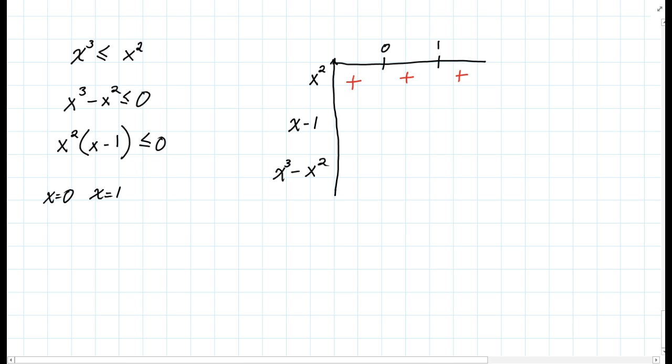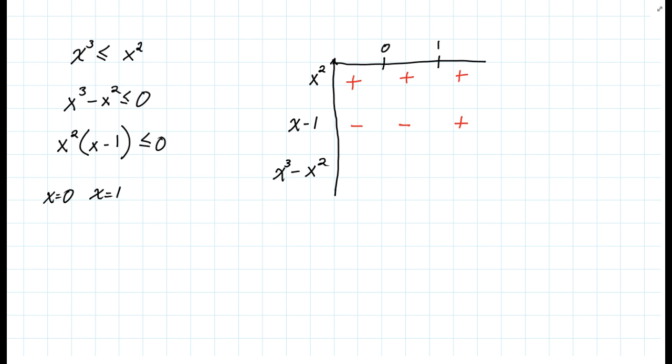Now for x minus 1, if we let x be negative, then x minus 1 is negative. You subtract 1 from a negative number, you're still negative. Likewise, if x is less than 1, let's say 1/2, when we subtract 1, we'll get a negative number. We'll get negative 1/2. But once x is greater than 1, we're going to get a positive number.